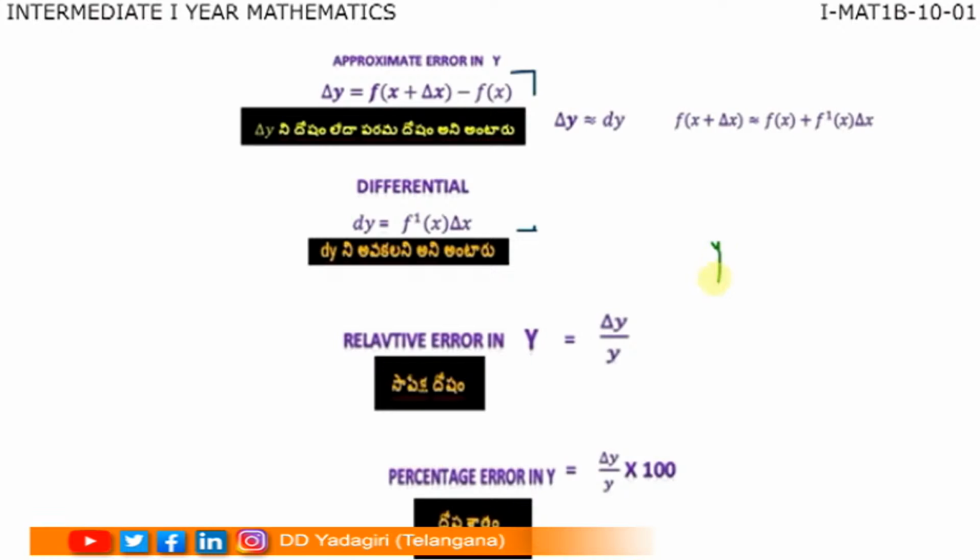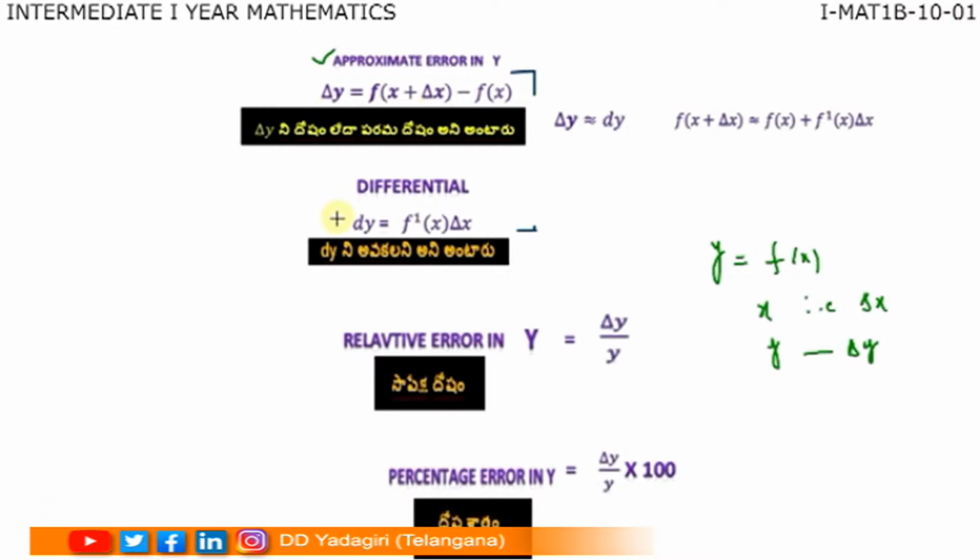See the definition. y is equal to f of x being any curve. If there is error in x, that is delta x, automatically we get error in y. Error in y is delta y. The first formula, approximate error in y, that is denoted by delta y. Delta y is the approximate error. Formula: delta y is equal to f of x plus delta x minus f of x.